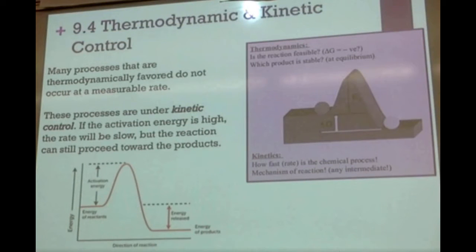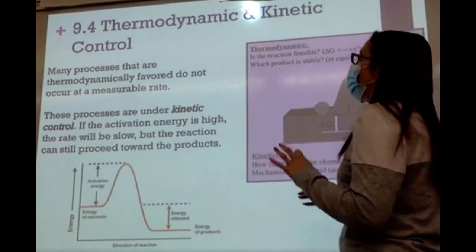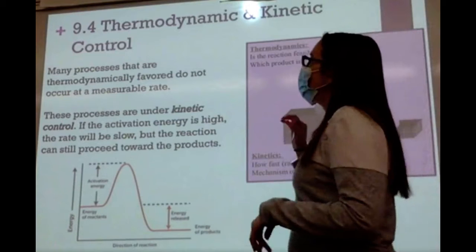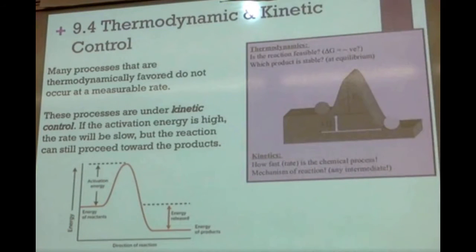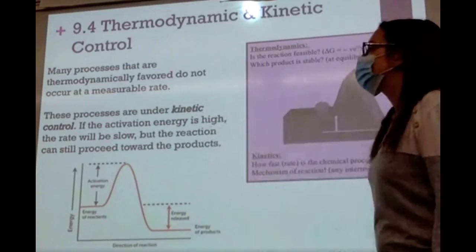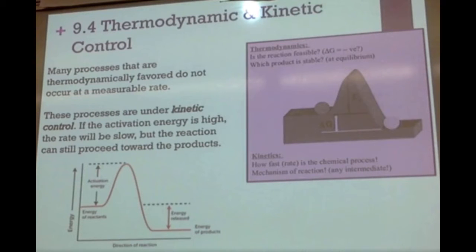Now, the biggest thing with topic 4 looks at thermodynamic and kinetic control. Remember, thermodynamics tells us: is the reaction favorable? Will the reaction happen on its own? It does not tell us anything about kinetics. There are a lot of processes that are favored, but we do not see them happening because they have such a slow rate. Again, rust is an example. Corrosion happens on its own over time, but we don't see it occurring at a measurable rate. What that means is that these processes are under kinetic control.